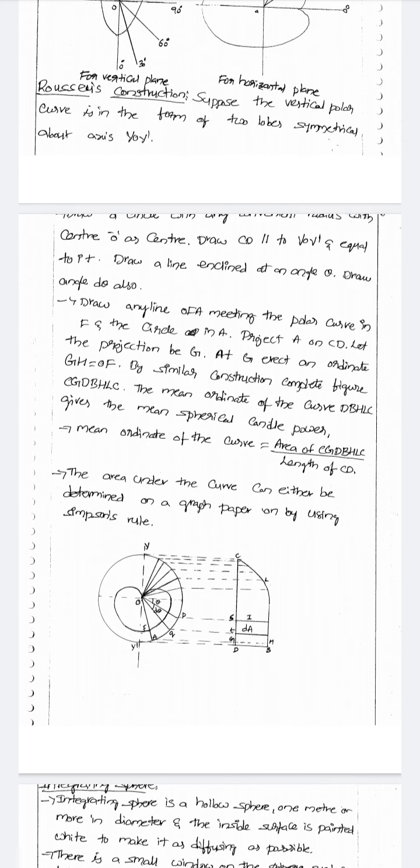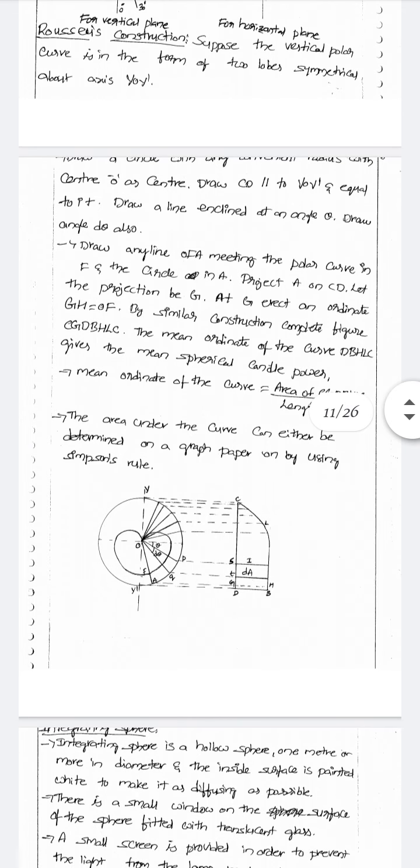Next, Rousseau's construction. Suppose the vertical plane curve is in the form of a two-level curve symmetrical about the x-axis. Otherwise, the axes can be taken as X, X dash or Y, Y dash, as you wish, at a center point O. Draw lines parallel to that, all equal, so all the lines are going to be parallel.